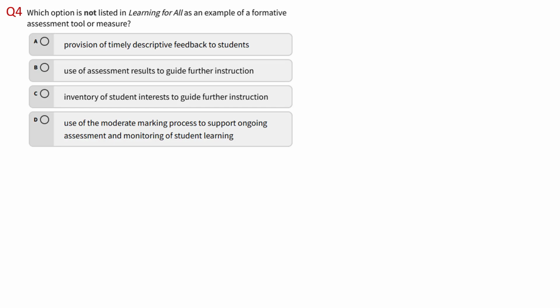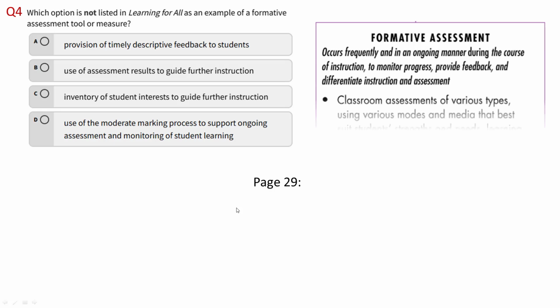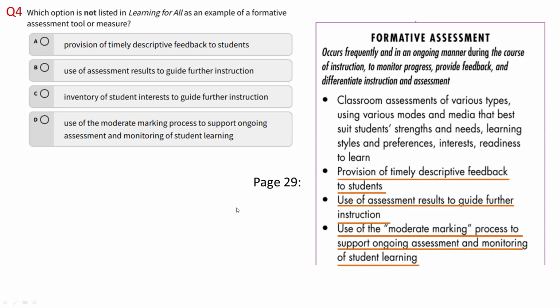Number 4, which option is not listed in Learning for All? So this is which one of these isn't correct as an example of a formative assessment tool or measure. So on page 29 of Learning for All, you'll see this come up. So those are the ones that are listed. So that's the first one. This is the second one, B. This is D here. See C, inventory of student interest. It might be a nice thing to do, but it's not an example of a formative assessment tool.